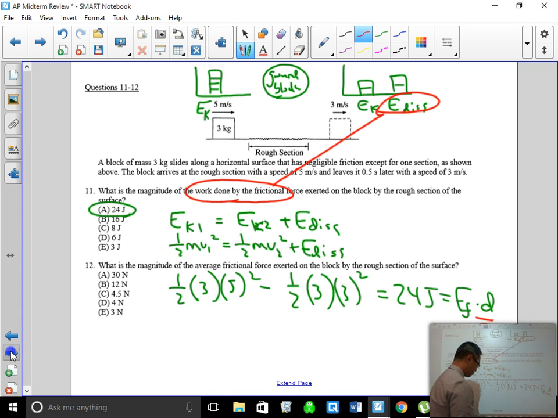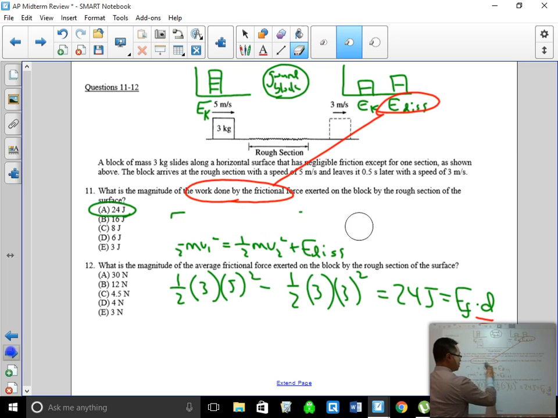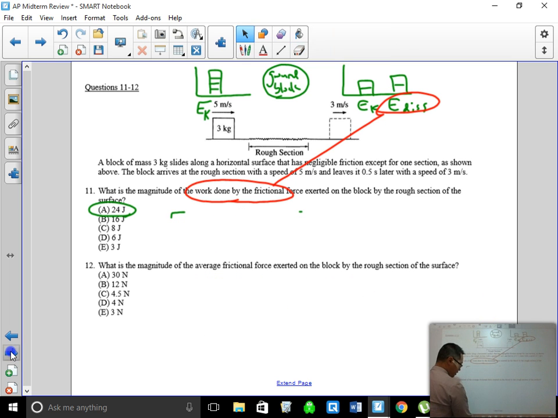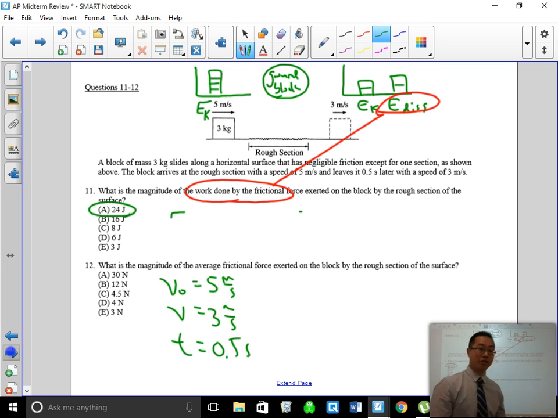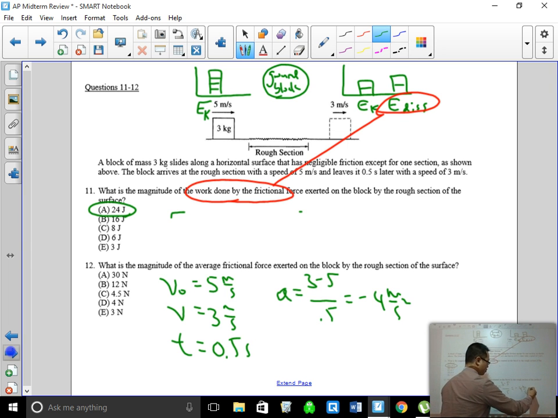However, they do tell me that the initial velocity going in is 5 meters per second. The final velocity is 3 meters per second over a time of 0.5 seconds. So if you look at the information that's given, you can solve for the acceleration. a = (3 - 5) / 0.5, so it equals negative 4 meters per second squared.